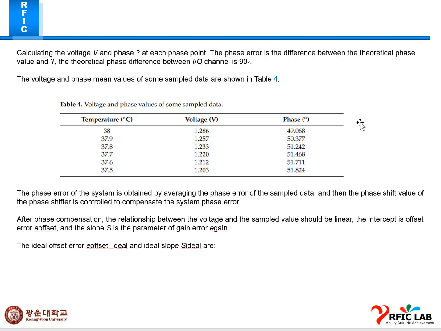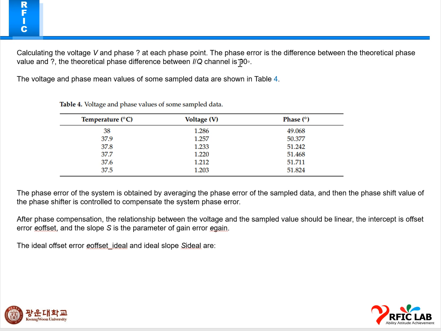And now to calculate this from sample data of voltage and phase, the phase error is the difference between the theoretical phase and the measured value, and the theoretical phase between the IQ channel.